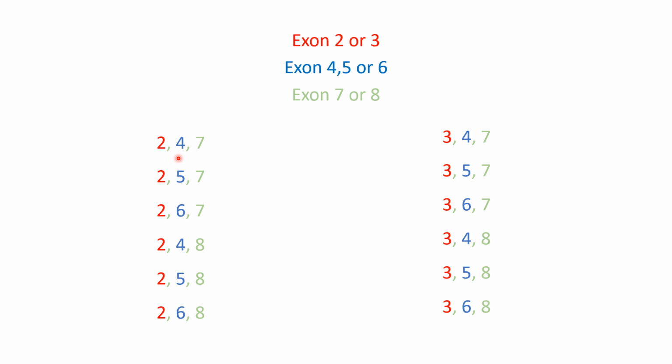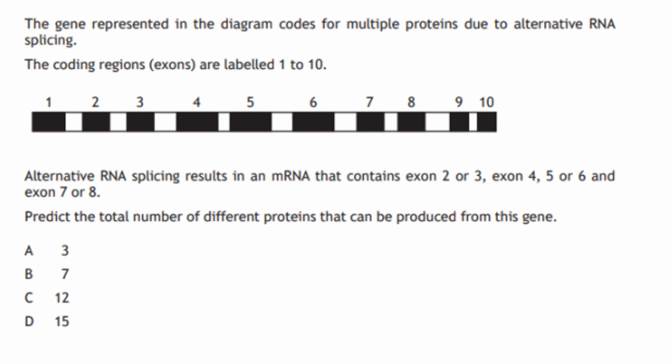So you'll see that for each one, there's 1, 2, 3, 4, 5, 6, so there's 6 for 2, and there's also 6 for 3 available. So there's 6 different combinations for 2, 6 different combinations for 3. If you add 6 and 6 together, you're going to get 12. The original question, predict the total number of different proteins that can be produced from this original gene. As we just worked out, the answer would be C, 12.